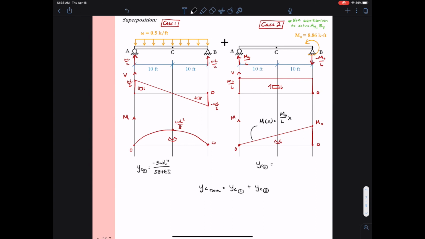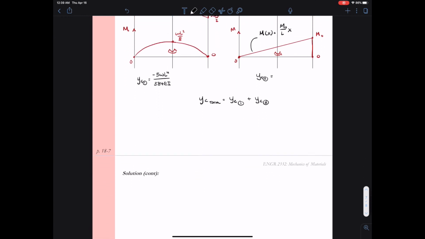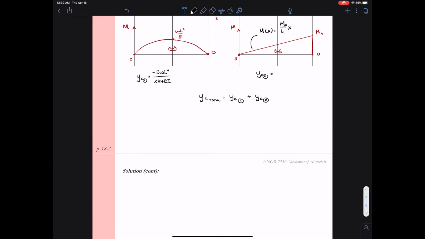and it has a slope of M0 over L times x. If we take x to be at the left-hand side, x equals 0 is at point A. You can now use this equation to start your method of integration to solve for the bending deflection. So if you were a little unsure where to get started, go ahead and use this moment equation and try the method of integration to see if you can do it.